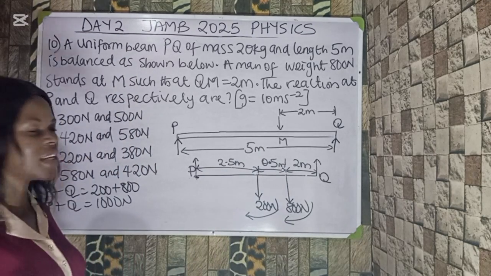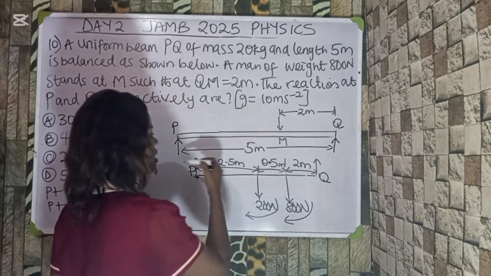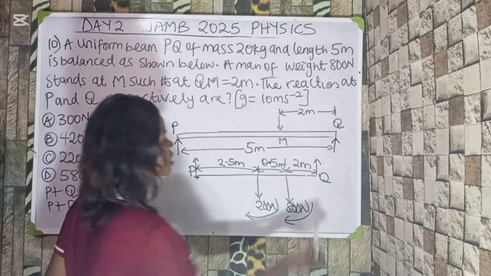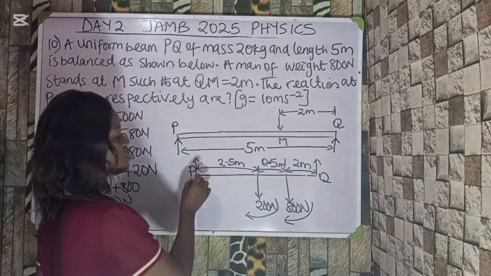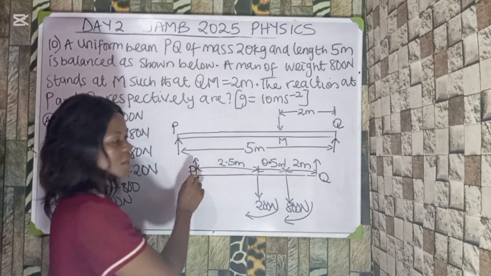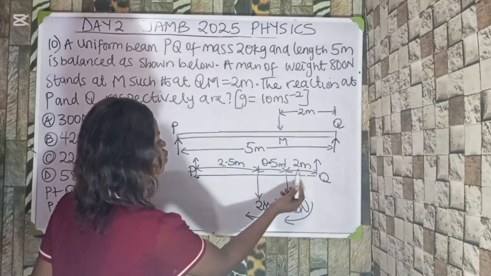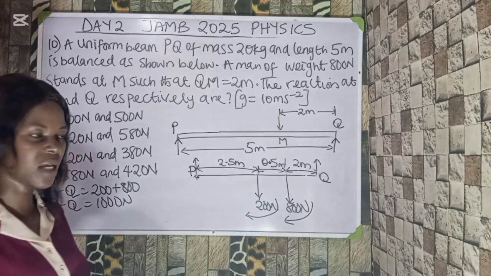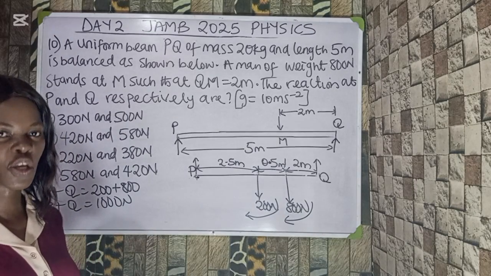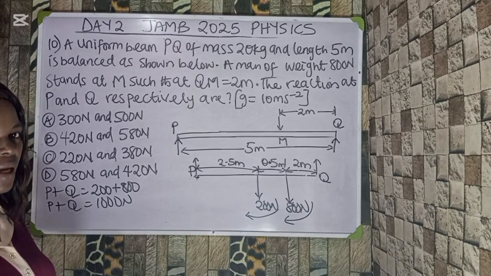Is that clear? Then for anti-clockwise moment, it is from here. You take it this way, anti-clockwise, right? That is this Q multiplied by the distance from here to here, because we are considering this P, okay? So the distance from here to here becomes 5, because 2 plus 0.5 plus 2.5 is going to give me 5. Do you understand? So the essence is for us to get our Q. Once we get our Q, we can put the value here to solve our P. I hope that is clear.